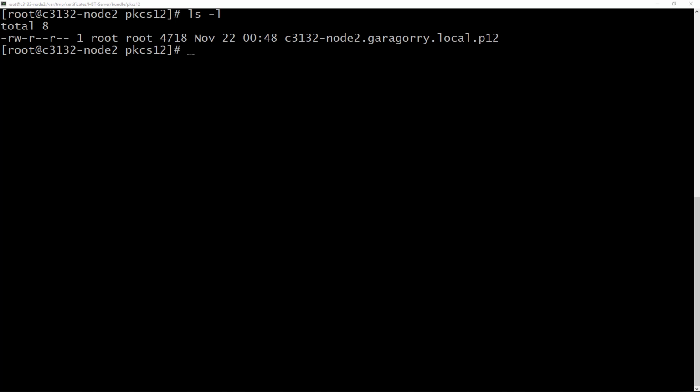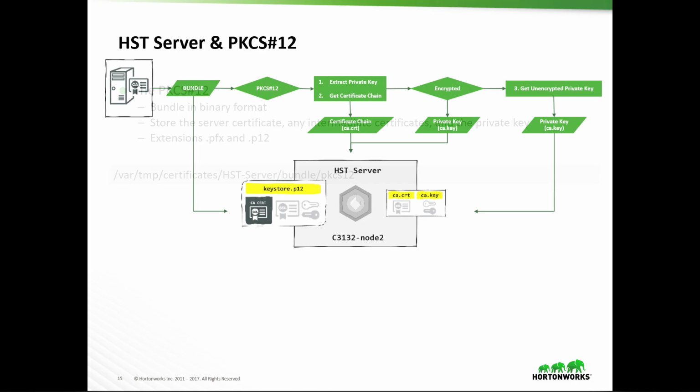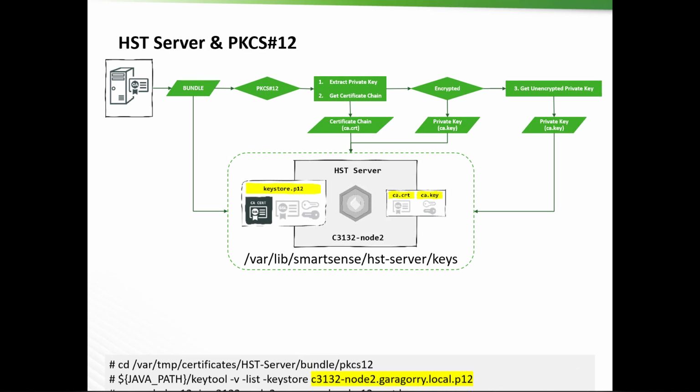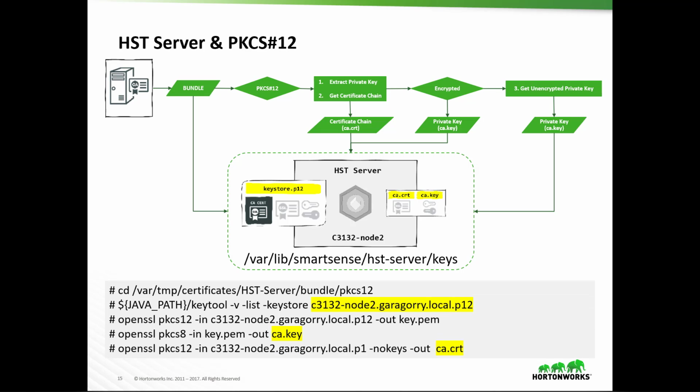So back to the presentation. Let's see how the configuration for this works. When you receive a bundle from the CA, this bundle could be a PKCS 12. In the case you are receiving a PKCS 12, you need to extract the private key from here and get the certificate chain from the bundle. If the private key you get from the bundle is an encrypted one, you need to unencrypt that private key to be able to sign all the requests for the HST agents.